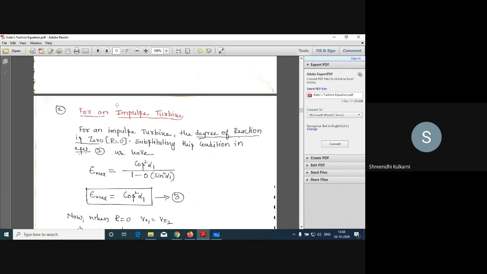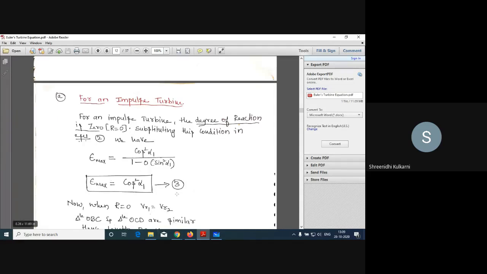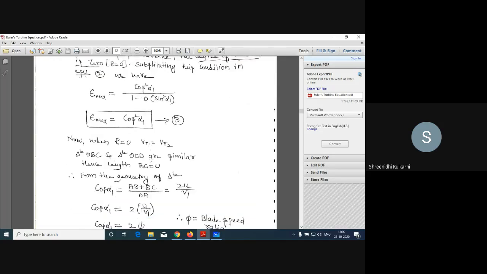In steam turbines, these conditions are very important. For an impulse turbine, R equals 0. If we substitute this R here, we get only cos square alpha 1. Next, we want the blade speed ratio.